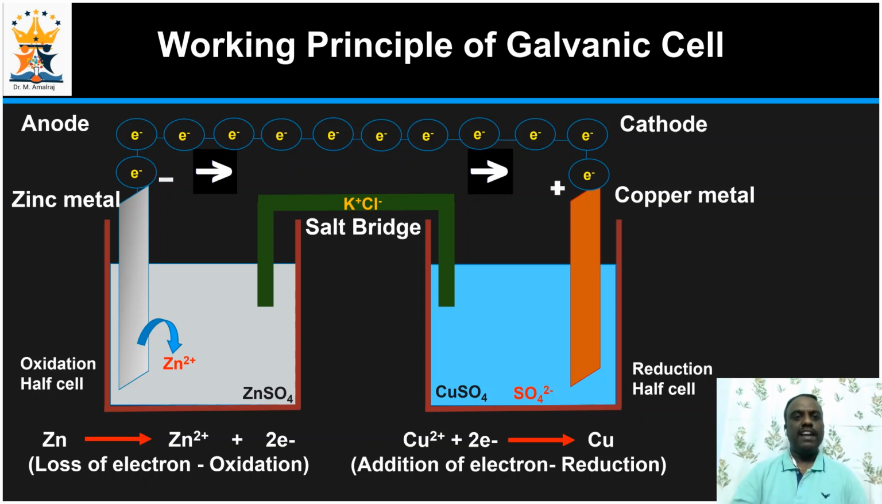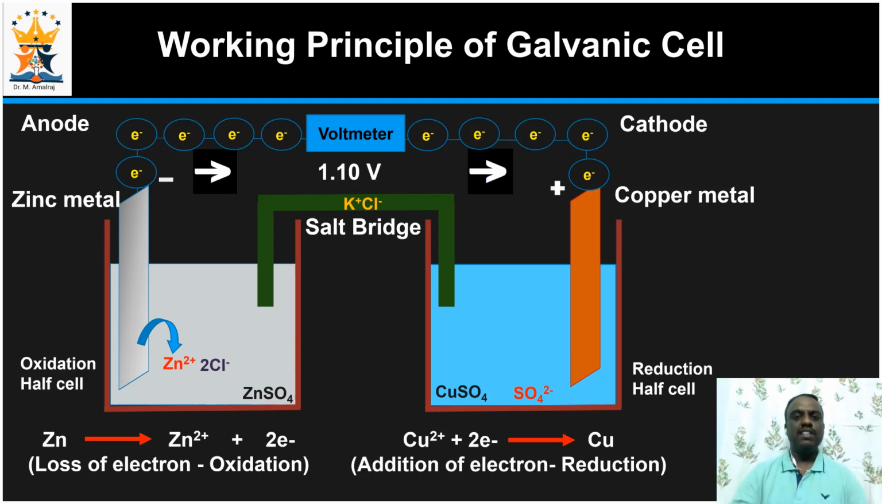The flow of electrons in a galvanic cell is usually from anode to cathode. The arrow mark indicates that. In case you keep a voltmeter in the external circuit, we will come to know how much voltage is produced as a result of the cell reaction. And in this galvanic cell, 1.1 volt is produced.